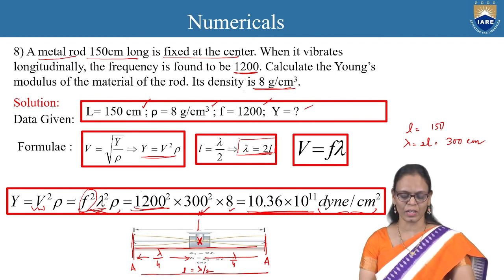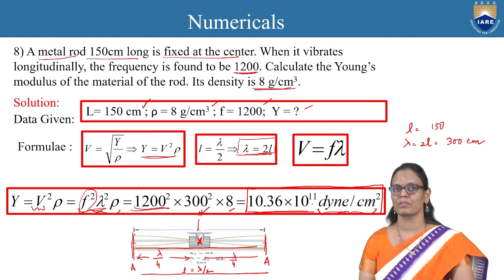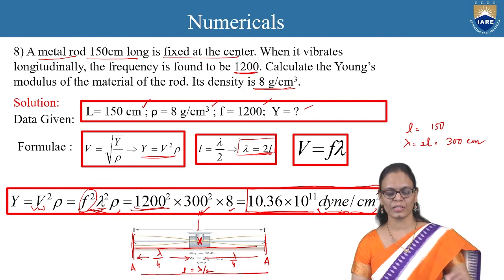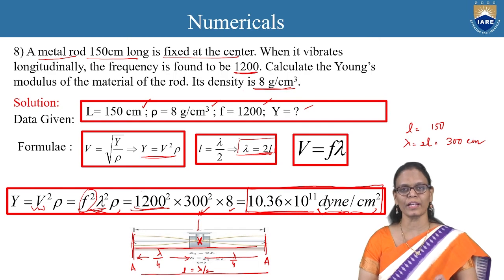So we are taking all the quantities in CGS system. So we are going to write this Young's modulus also in CGS. So it is dyne per centimeter square. The value is 10.36 into 10 power 11. So with this, we will stop our discussion on numericals and see you again in the next lecture.